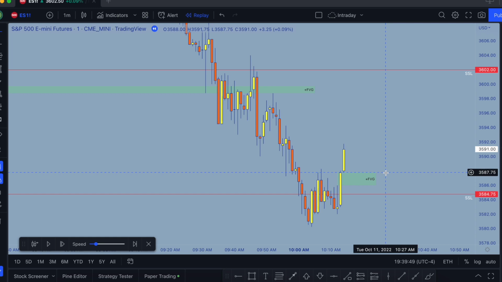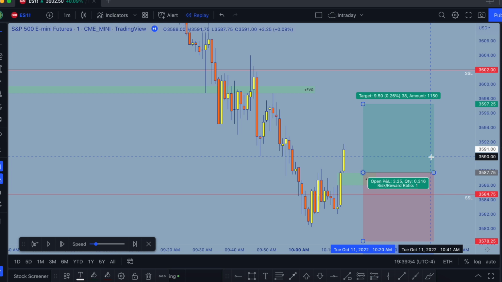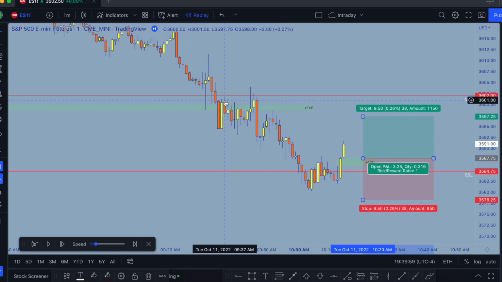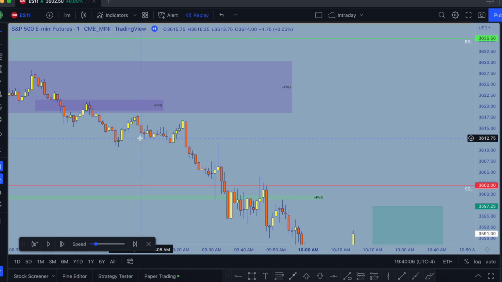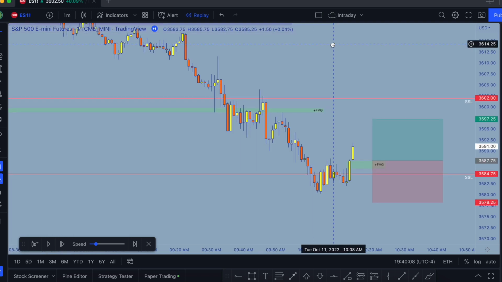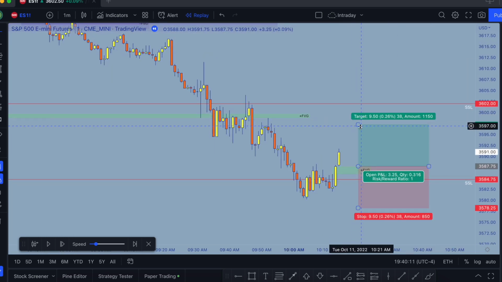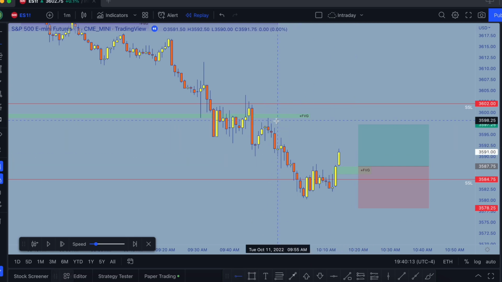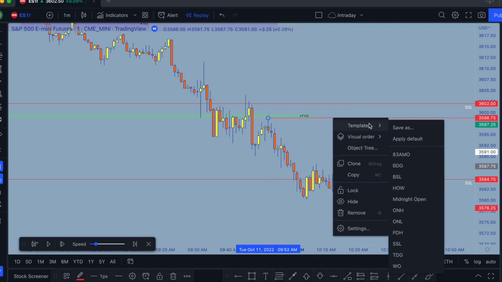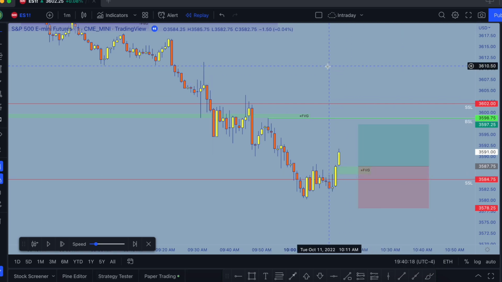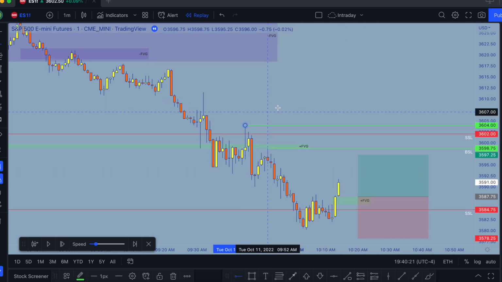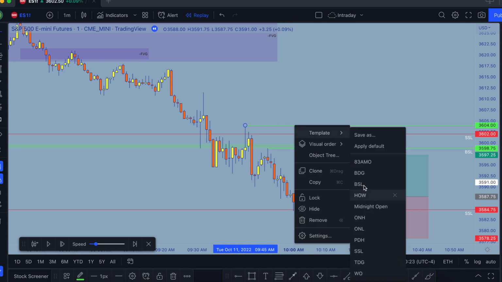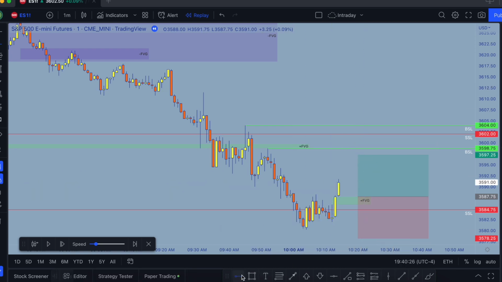You could take this 35.87 long, have your target above these highs, and you could even go as far as back above these highs in this fair value gap if you're willing to let it run that long. Obviously those would be runners. Low hanging fruit would be buy side here, buy side here, and here.